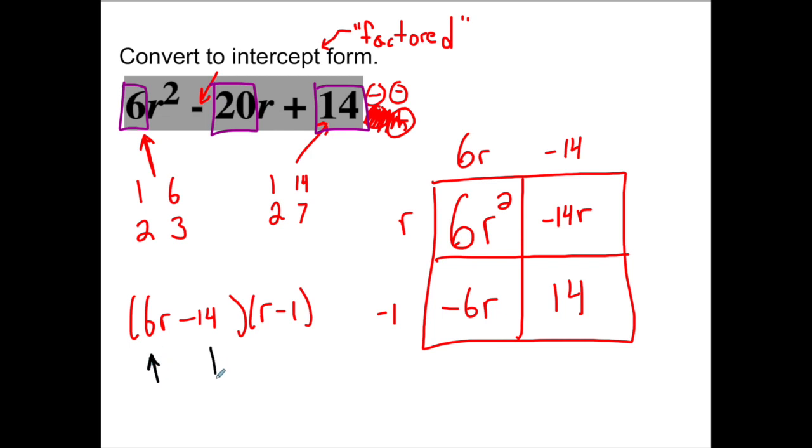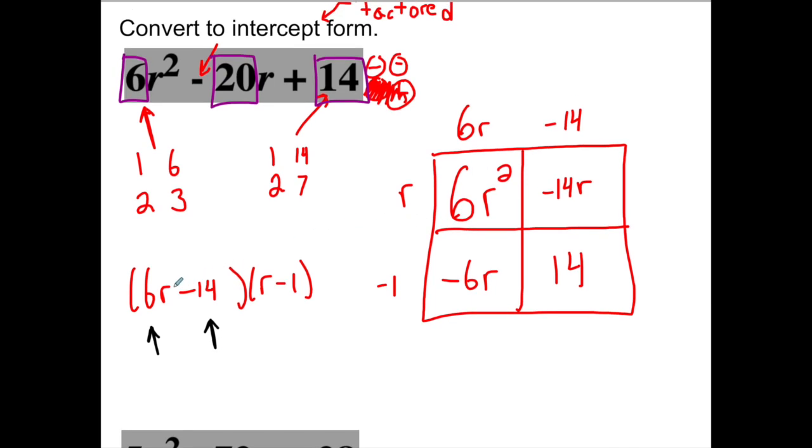I am going to now, though, identify that if you do not remove a greatest common factor here, it's going to come up in one of the factors in the final answer. As you can see here, 6r and negative 14, the 6 and the 14 both have a 2 in common. So in your final answer, you really need to remove the 2. So 2 times what is 6r? 3r. 2 times what is negative 14? Negative 7. And then the r minus 1, we didn't touch that, so that stays as is.